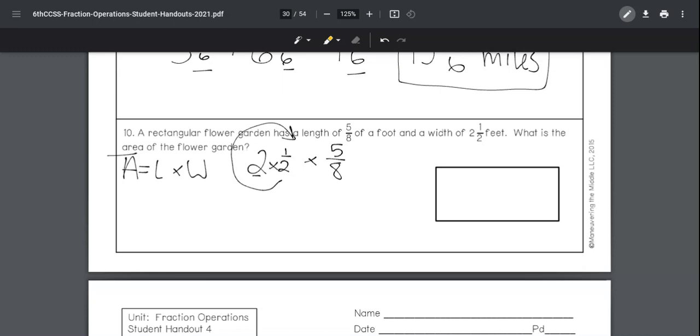So we're going to multiply 2 times 2 and get 4, then add our top, which is 5, and that becomes our new top. And you keep your bottom, 2, times 5/8. Multiply straight across, I get 25 over 16.